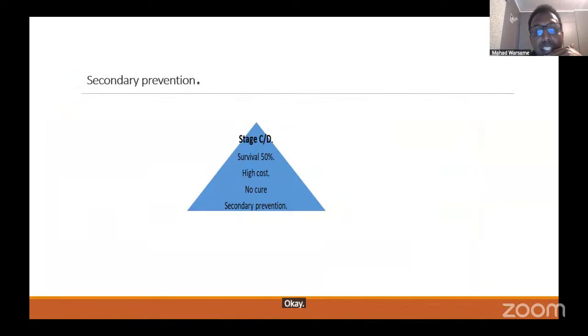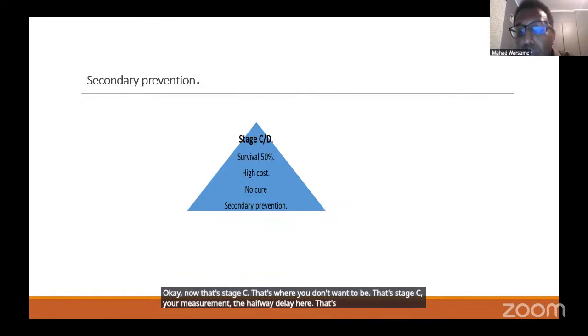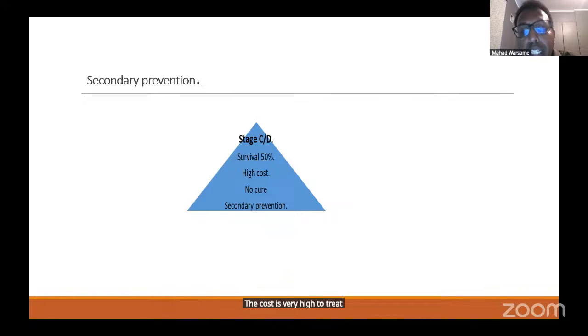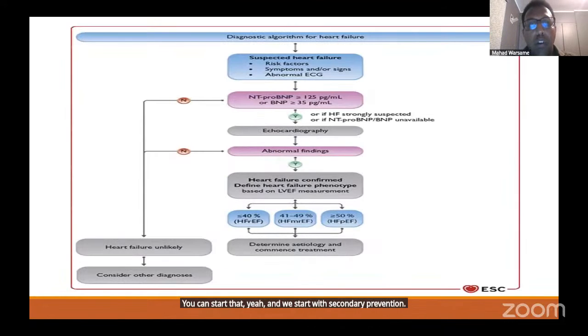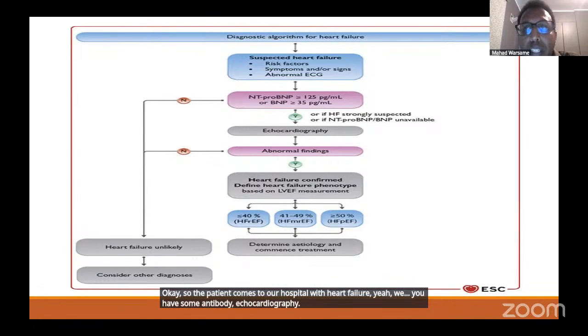Okay, now stage C, that's where you don't want to be. Stage C, or heart failure. Survival is about 50%. The cost to treat is very high. There is no cure. So we start with secondary prevention. The patient comes to our hospital with heart failure. With echocardiography, we see what type of heart failure. Is it heart failure with reduced ejection fraction? Is it heart failure with preserved ejection fraction?